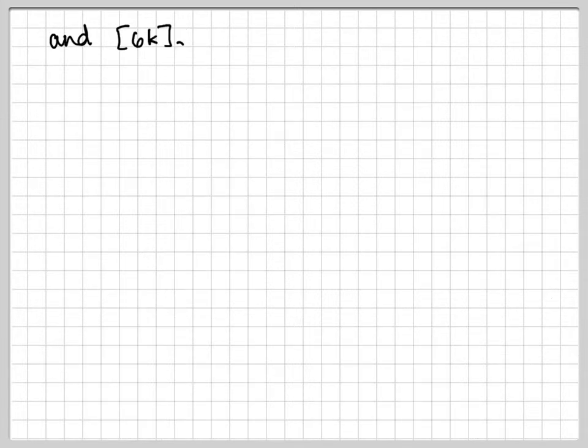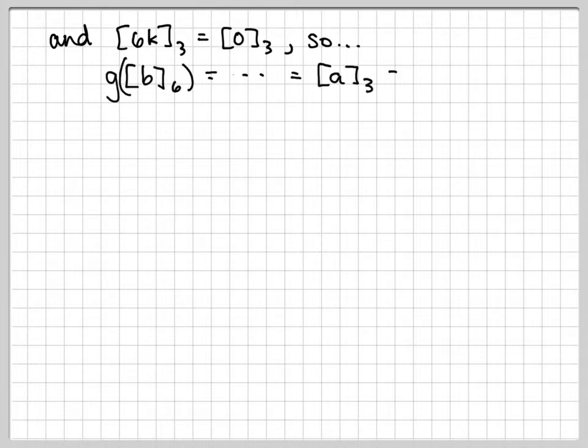And the exciting thing here is that 6k mod 3 is divisible by 3, so that's 0. So that means that at the end of that calculation, I got A mod 3, and that's the same thing as G of A mod 6. So even if I pick different representatives, my function G is going to send those to the same place.